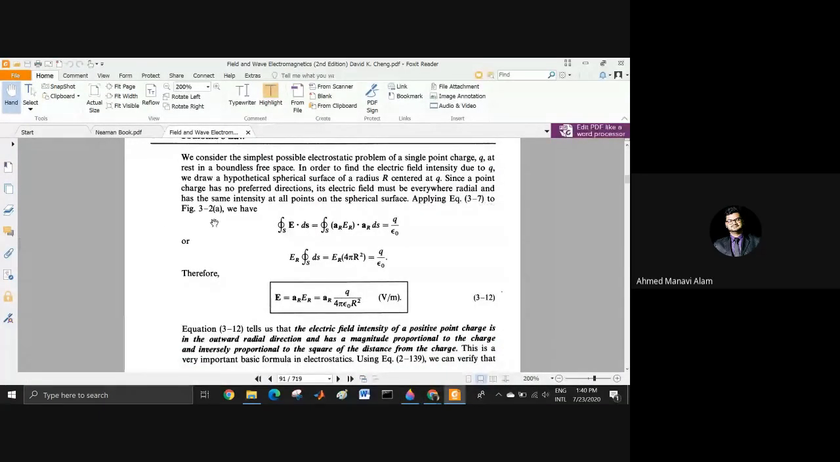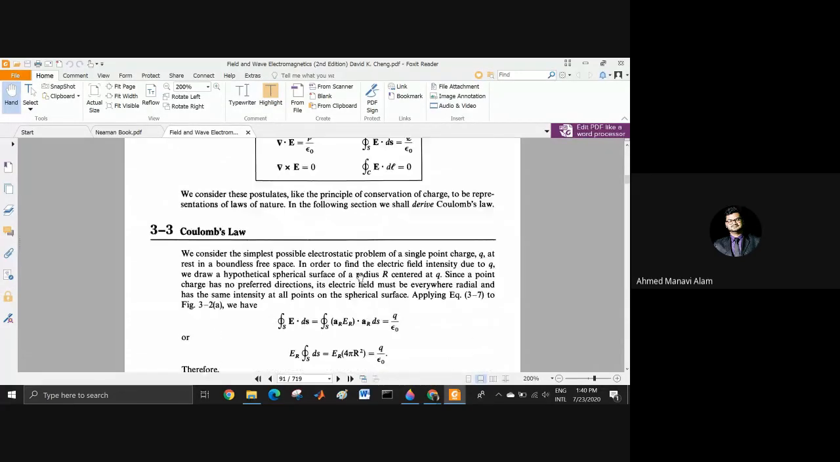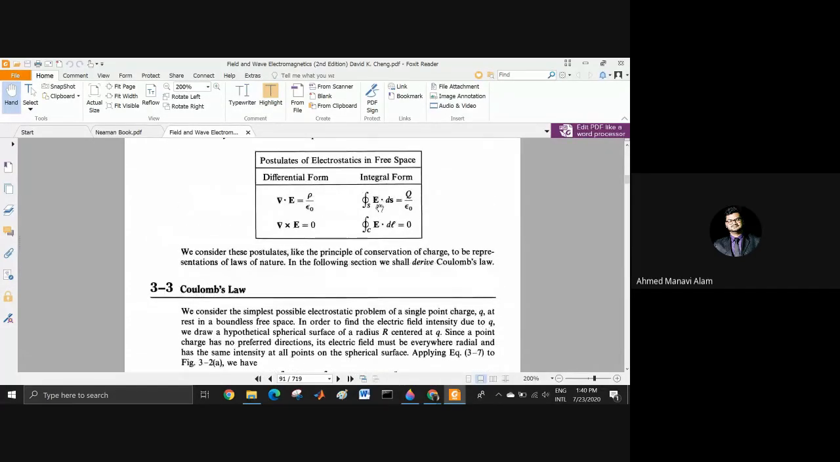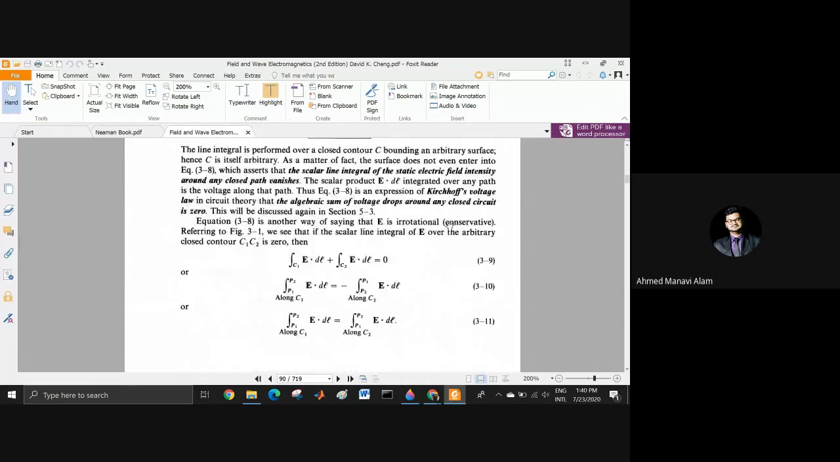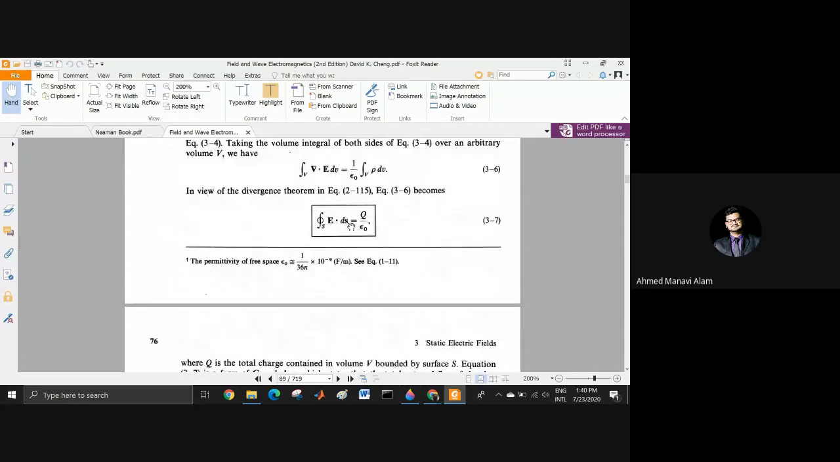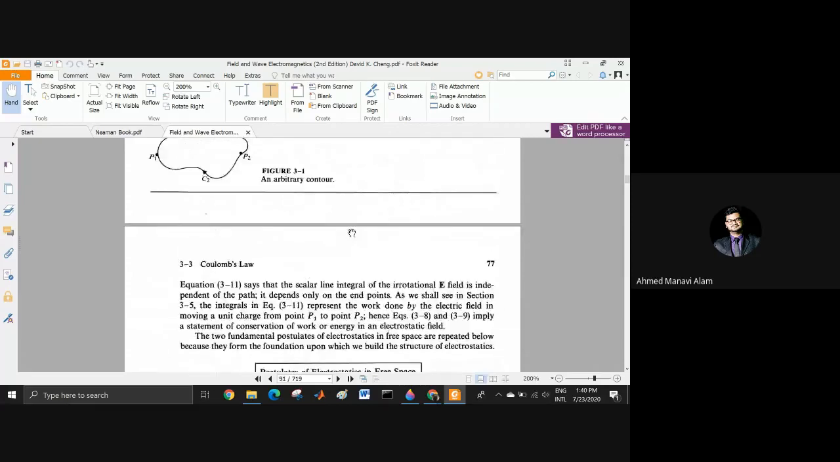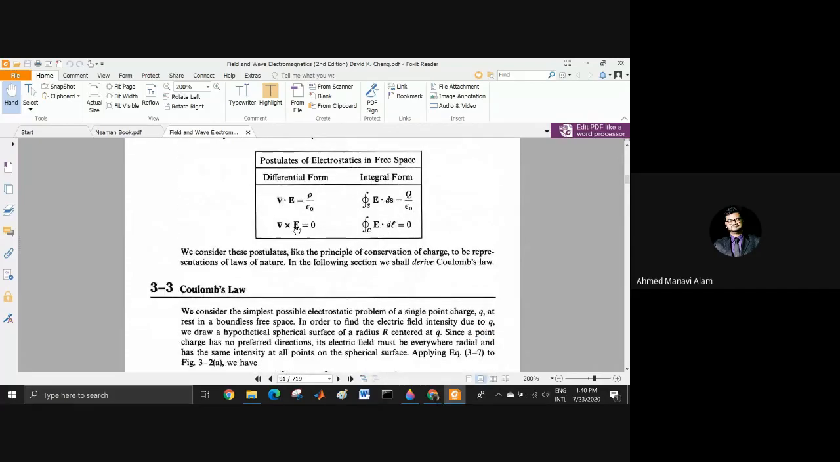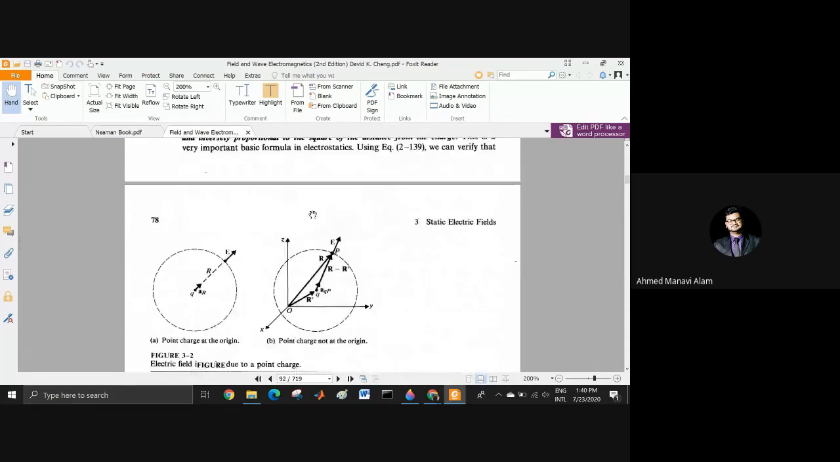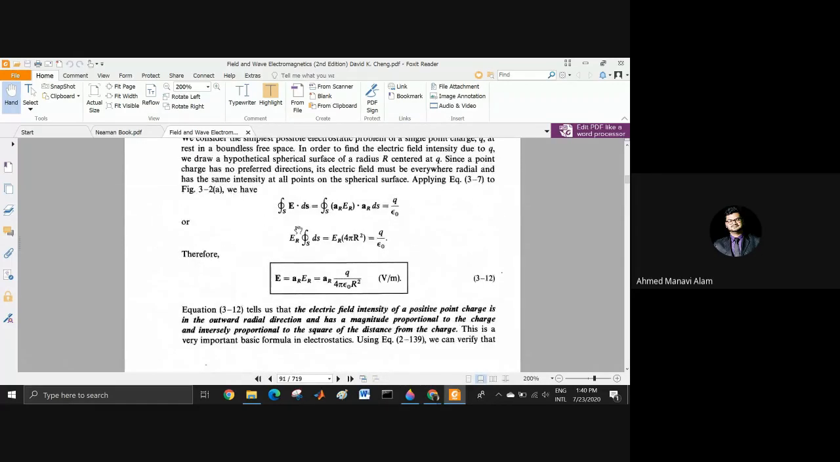Applying equation 3.7 to figure 3.2a. 3.7 হলো আপনার এই যে ইকুয়েশনটা ছিল আর কি। ওকে, this equation, integral form. ওকে, এই ইকুয়েশনটা হলো আমরা এখানে বসাইছি. So the surface integral of E dot ds, now E is the electric field intensity.